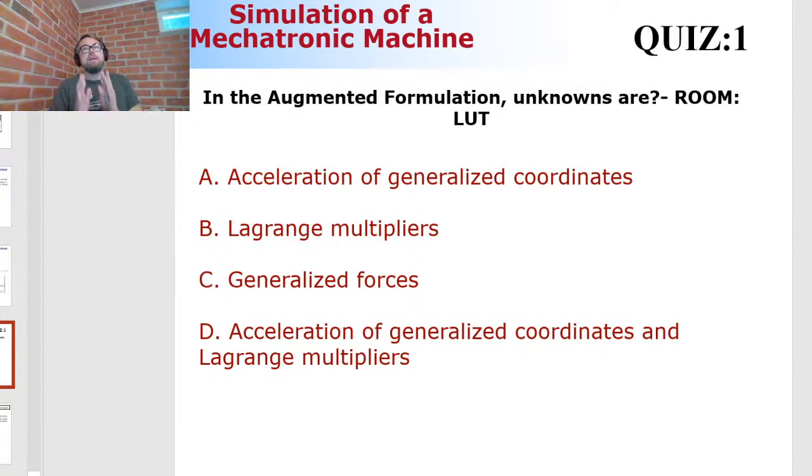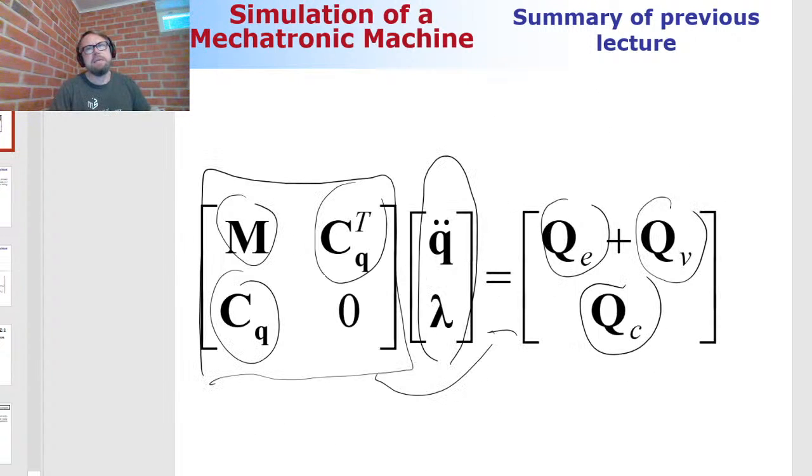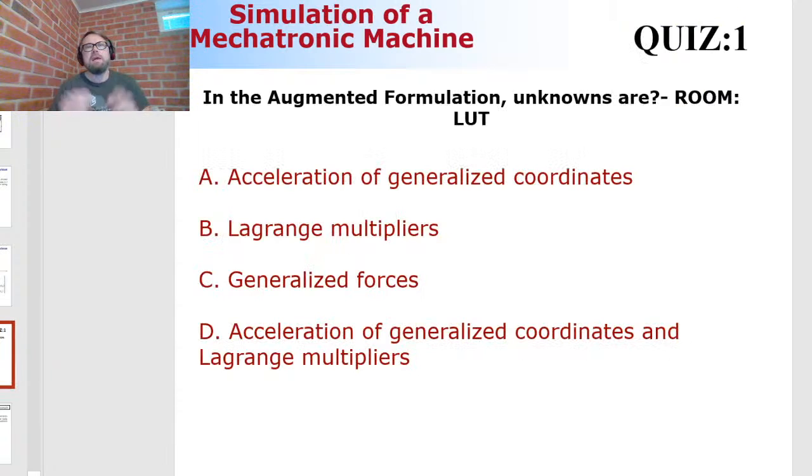In the augmented formulation, the unknowns are, and again, the augmented formulation is this one here in the case of a pendulum, and in the general case, this one here. Now, I'm asking here, in the augmented formulation, the unknowns that I'm solving are the acceleration of generalized coordinates, Lagrange multipliers, generalized forces, acceleration of generalized coordinates, and Lagrange multipliers.